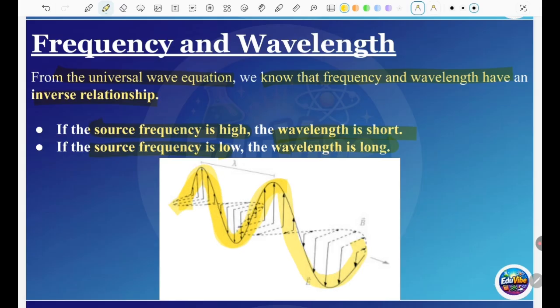So this is the frequency or the wavelength of any source you have to calculate. You just need to know about these things, not necessarily this diagram.